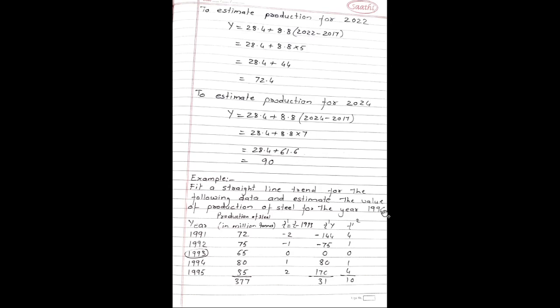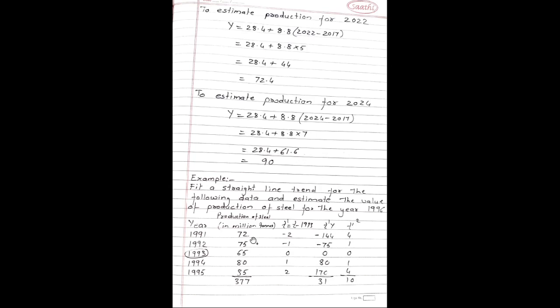We have to fit a straight line trend and we have to estimate the production for the year 1996. So we'll find T dash as T minus the middle year 1993. So 1991 minus 1993 becomes minus 2. 1992 minus 1993 becomes minus 1. 1993 minus 1993 becomes 0. 1994 minus 1993 becomes 1. 1995 minus 1993 becomes 2. Then we need T dash y.